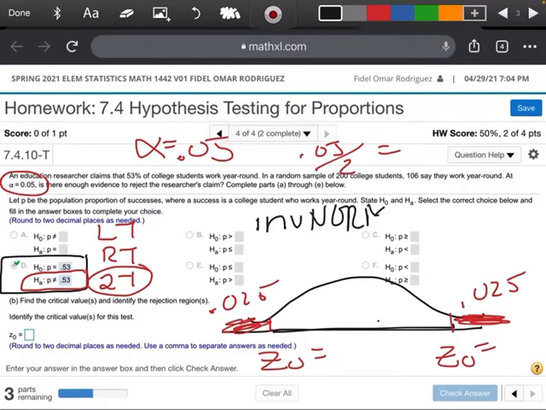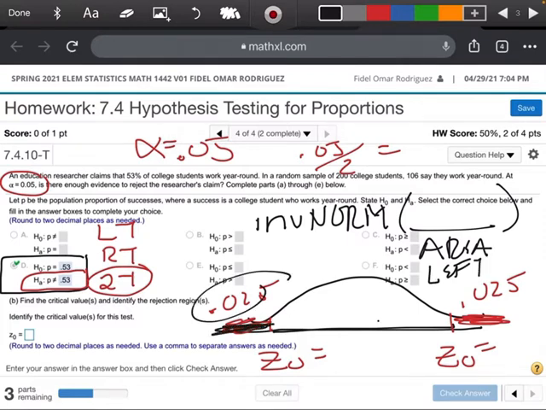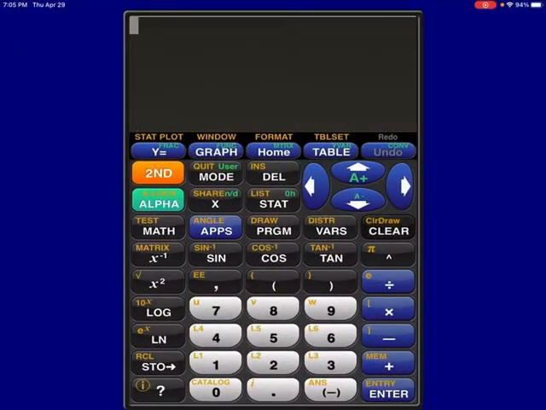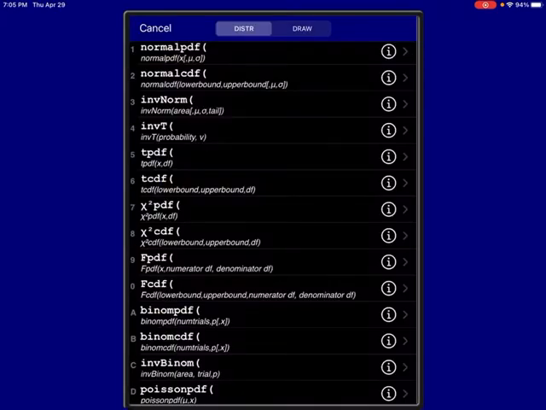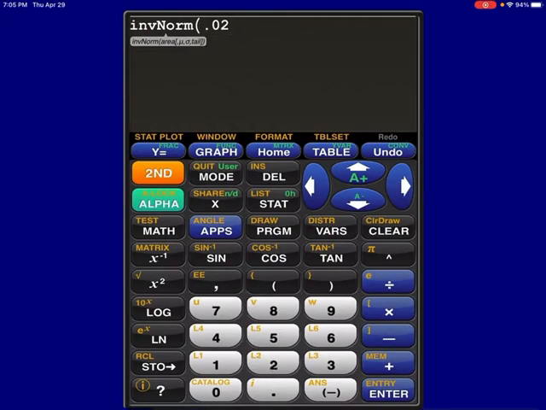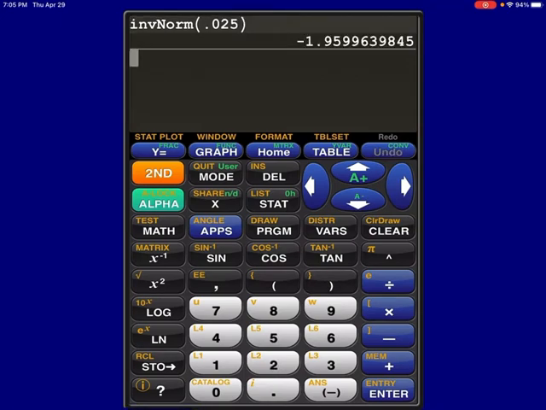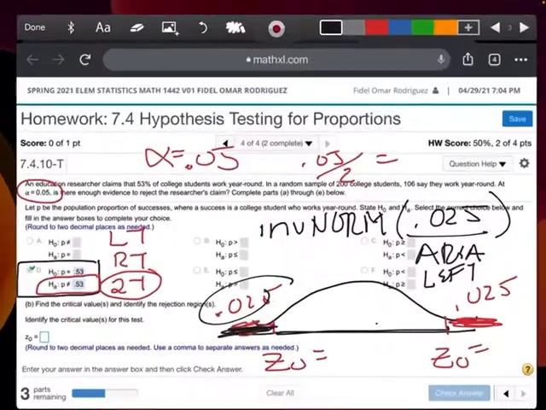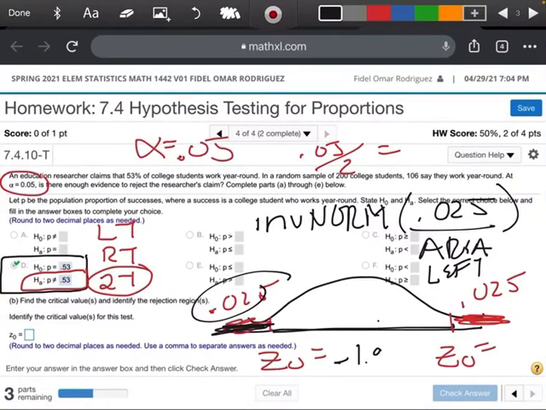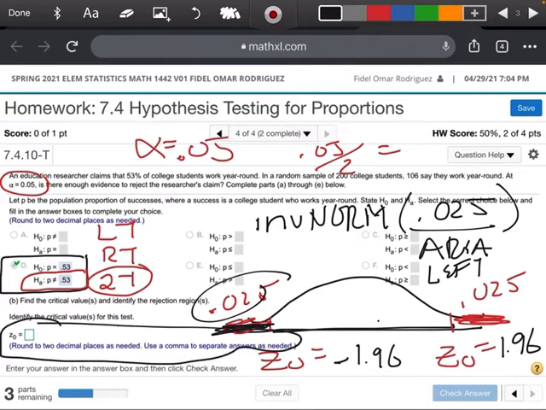Now, my inverse norm always tells me I need to enter in the area to the left of this marker, okay? So the area to the left of this marker was 0.025. So let me get my calculator. Let me clear this out. I'm going to go second vars, inverse norm, 0.025, okay? And I'm coming up with negative 1.96, okay? So this number here, negative 1.96, this is going to be a positive 1.96. And it says round to 2 decimals. That's why I went to 96. Use a comma to separate the answers. Okay, so we can do that.